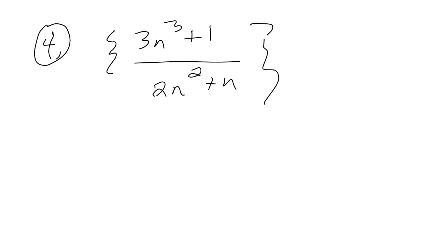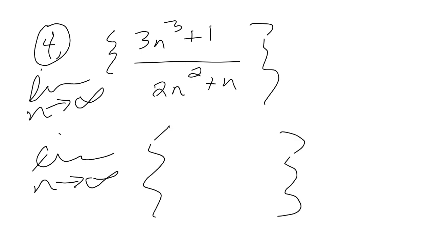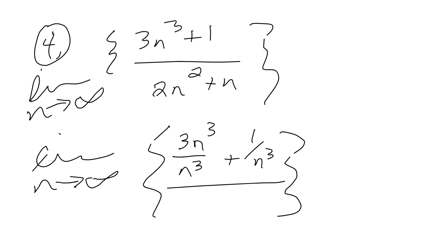Well, once again, what's the biggest power of n? In this case, if I'm taking the limit as n goes to infinity, it's into what power? N cubed, right? So you got n cubed, n squared, and n. The biggest power is n cubed. So we're going to divide everything by n cubed, numerator and denominator. If I do that, I got 3n cubed over n cubed plus 1 over n cubed, right? Because of the laws of fractions.